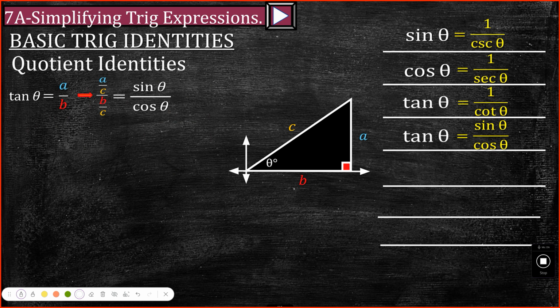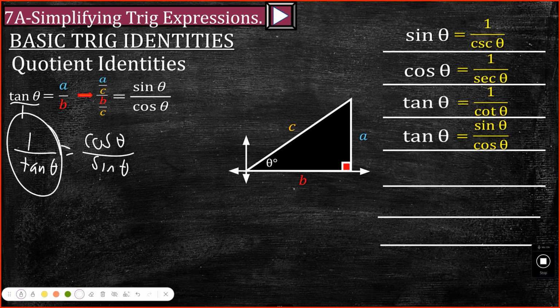All right, so even here, if I flip this and I flip this, then that makes this 1 over tangent theta equal to cosine theta over sine theta. And what's 1 over tangent theta equivalent to? Cotangent theta. So cotangent theta is equal to cosine theta over sine theta.